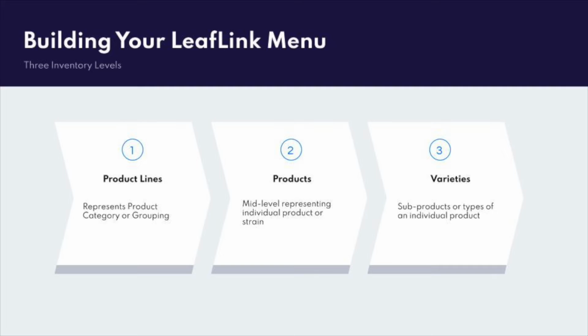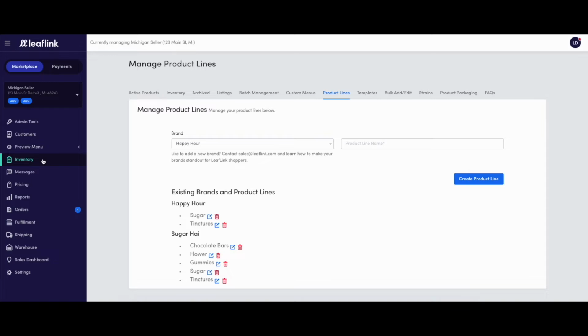Once you have decided on your menu setup strategy, you can create your product lines. To add a product line, click Inventory on the LeafLink navigation panel. Then follow these steps. Click on the Product Lines tab in the horizontal navigation bar.